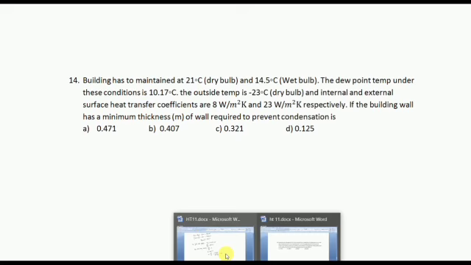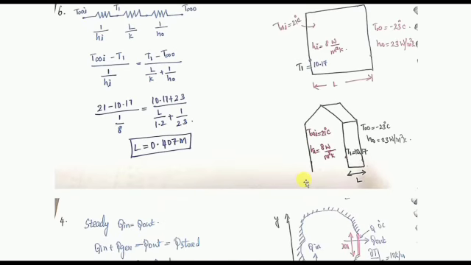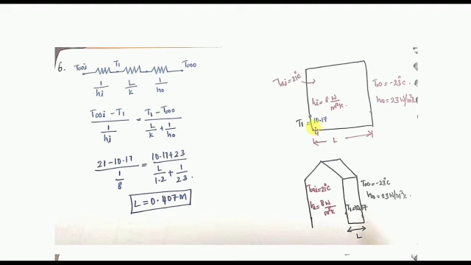If you see this, you will get clarity, after addressing the question. See, my dear friends, the surface temperature is 10.17, the inner is 21, the outer measured dry bulb is minus 23, inner convective coefficient is 8 and outer is 23. Actually, you can see here the wall length. This is the thickness. How much thickness should it be? Because if the thickness is very less, what happens? The outer temperature of minus 23 is there, and this can make coolness or it can condense here.